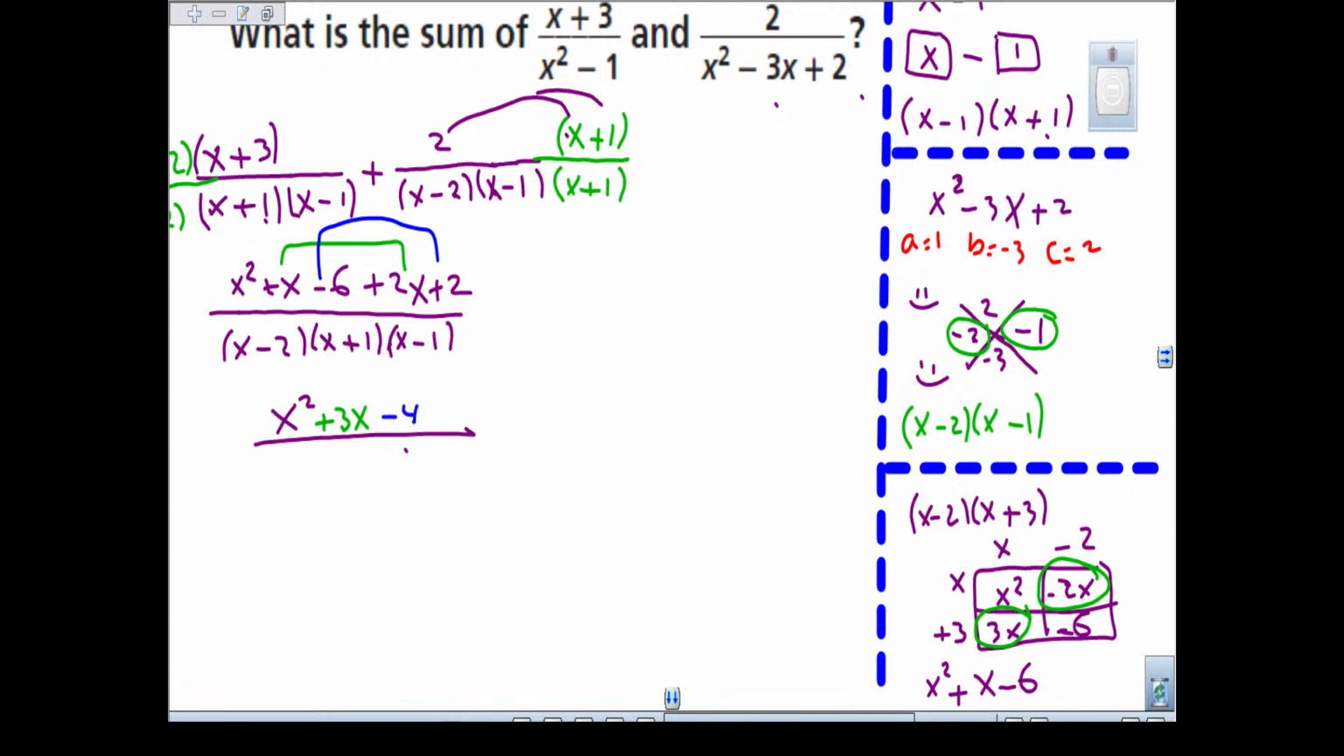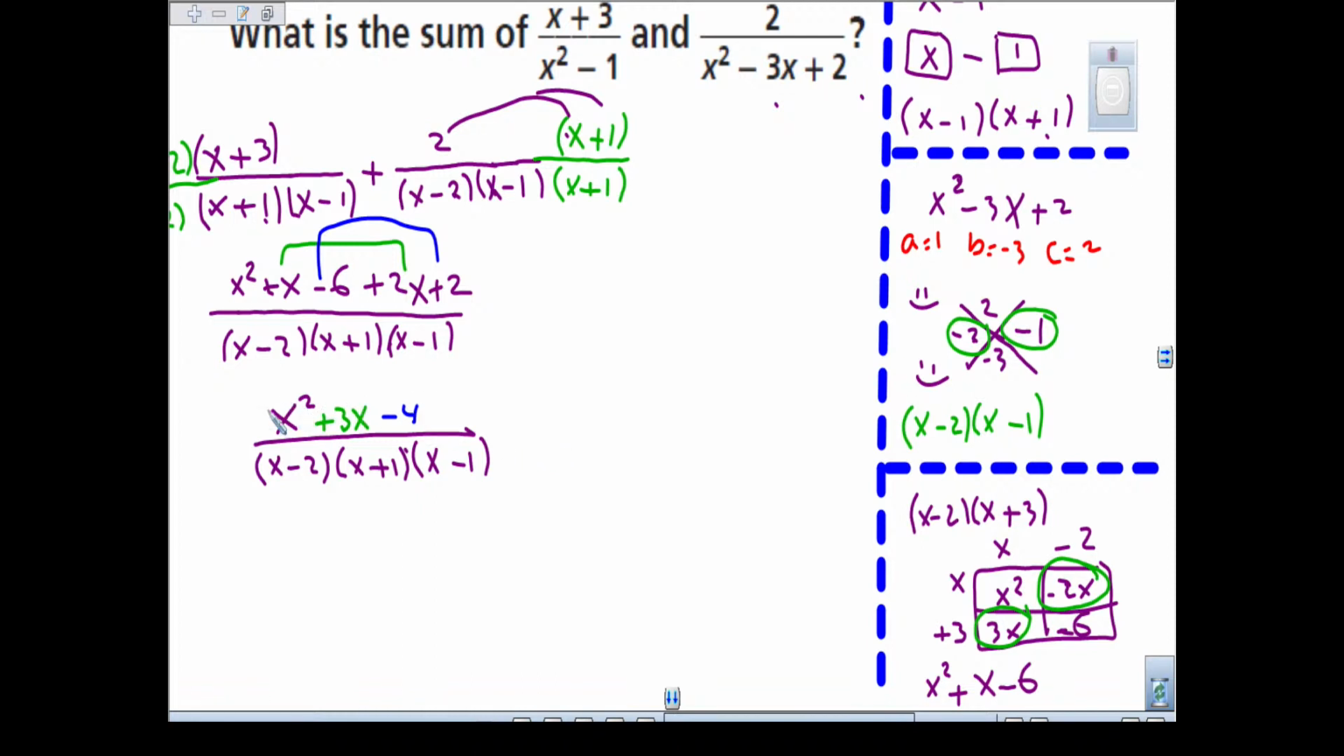What is this divided by? Well, this is divided by this humongous denominator. Okay, this is it. That's the solution.